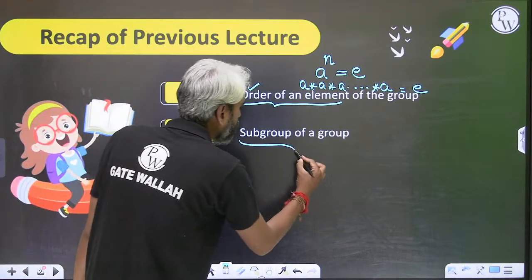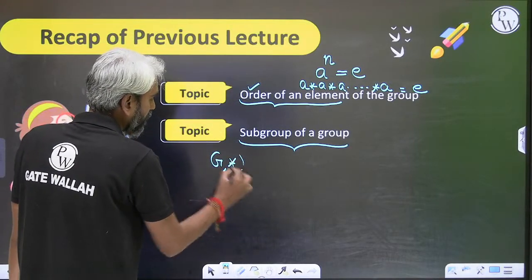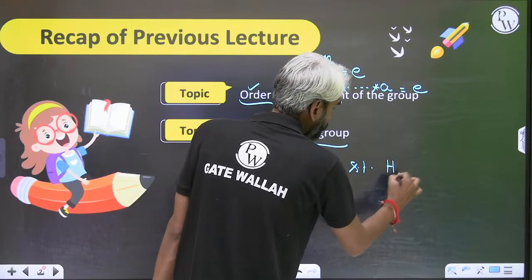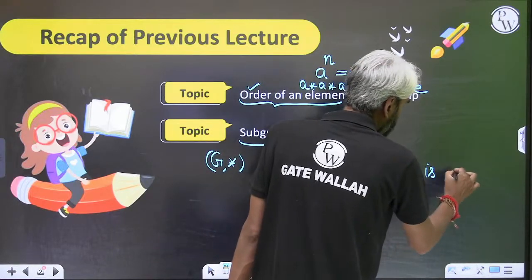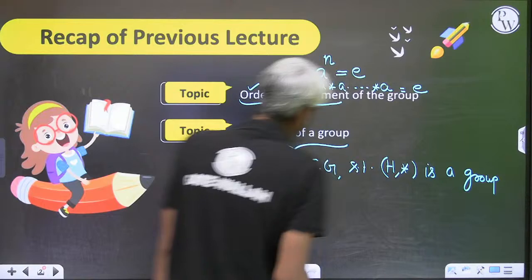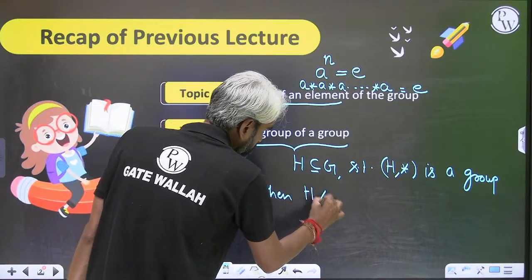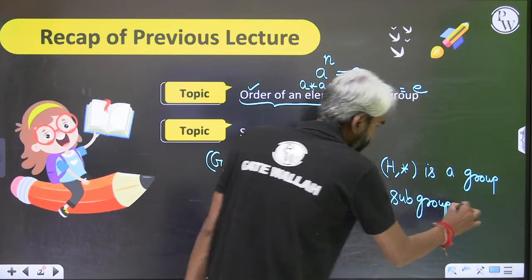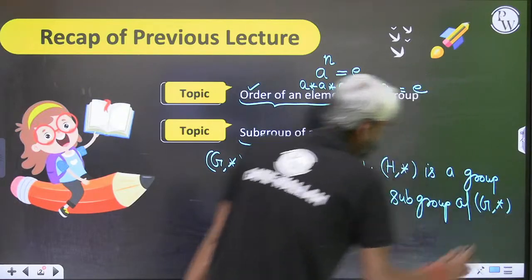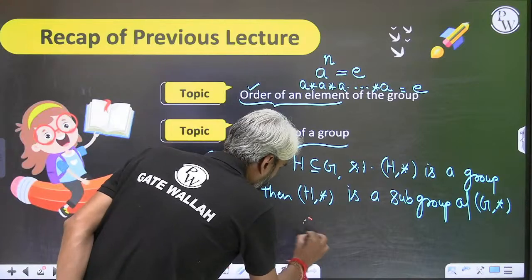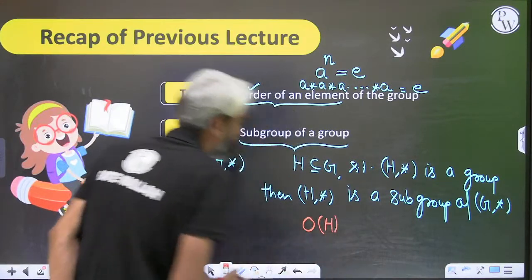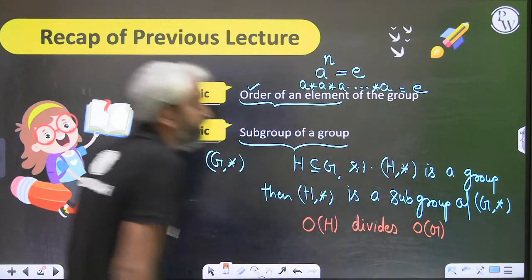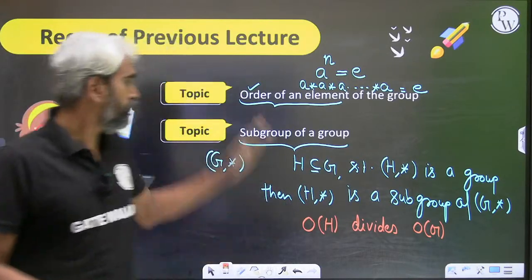We have also understood the concept of subgroup. If we have a group G, asterisk, and if H is any subset of G such that H with respect to the same binary operation asterisk is a group, then H with respect to asterisk is a subgroup of G. Now, a very important property which we discussed in the last class is that the order of the subgroup, that is order of H, divides order of G. Order of subgroup will always divide the order of the group. So that's what we discussed in the last class.